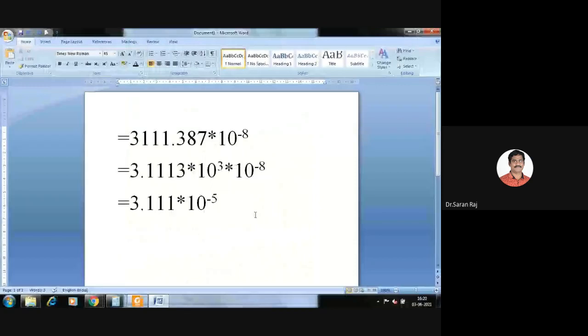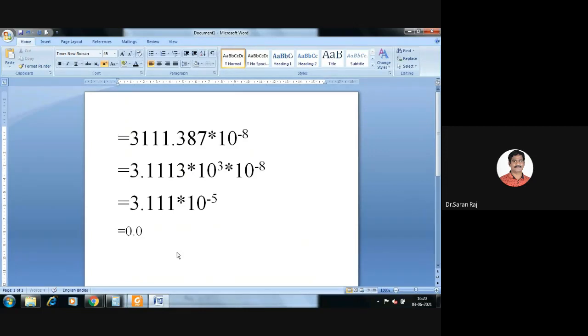I already said that when the point moves to the left hand side, you put 10 power plus. When the point moves to the right hand side, you indicate the negative symbol, that is a minus symbol. You can use it. For the example, I will write it here.